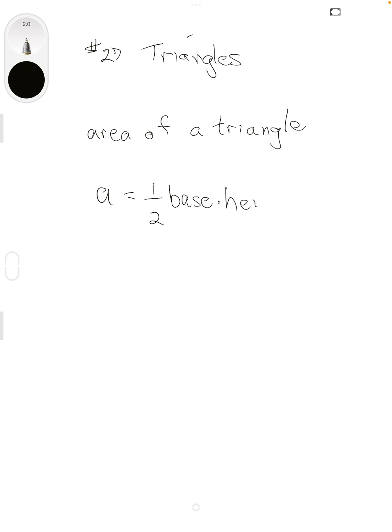times the height. Now you will not see me ever write it this way. I'll say A equals 1/2, and usually I'll use a capital A for area. Area equals 1/2 BH. B stands for base, H stands for height. When you put two letters next to each other, that means you're multiplying them. 1/2 is the same as 0.5, and that's it.